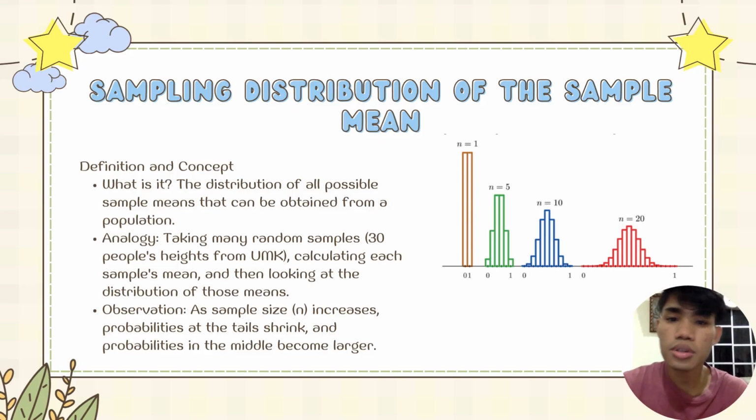So you take a smaller group, let's say 30 people at a time. For each group, you find the average height. If you do this many times, you will get a lot of different average heights. The sampling distribution is simply what happens when you plot all of those averages on a graph. Here's the cool part: as you take a bigger sample, more people in each group, those average heights tend to cluster more closely around the real average height of everyone in UMK, so they become less spread out.